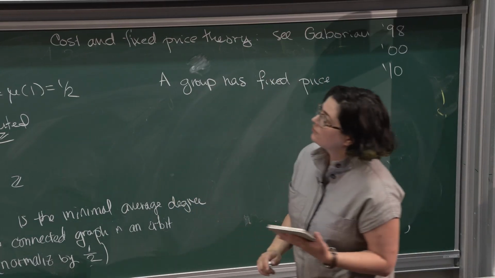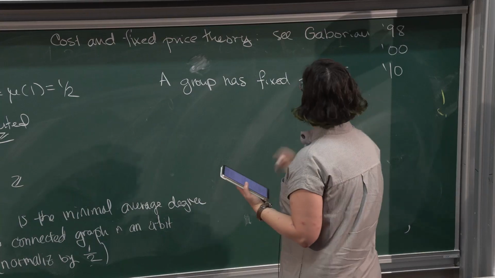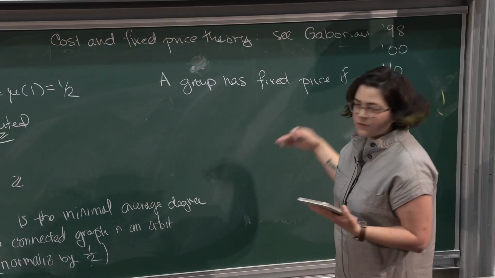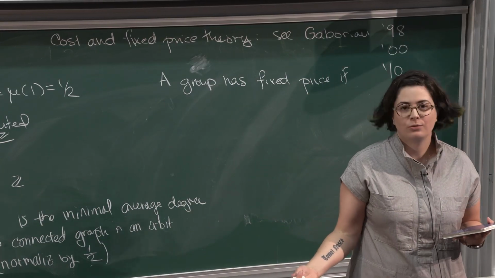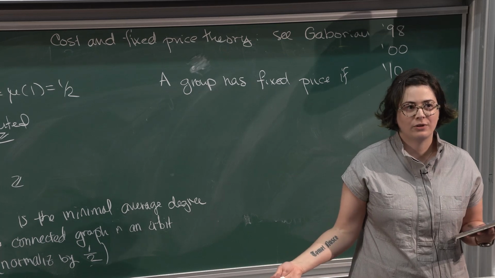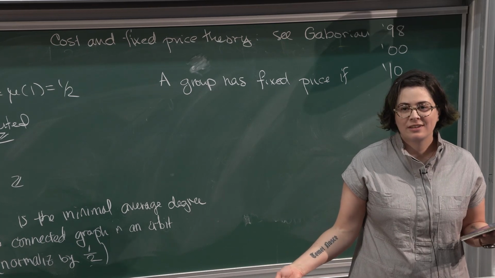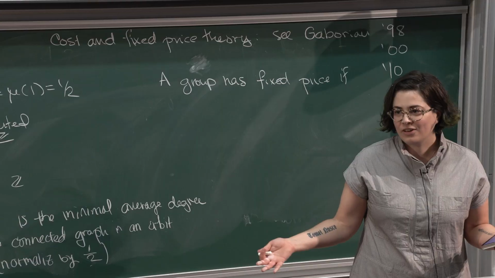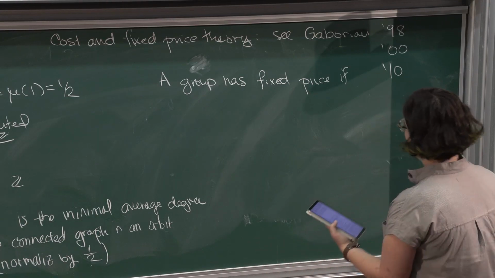So we say that a group has fixed price if, also this cost and fixed price is a pun due to Gaboriau. It's like you're shopping at the market for groups and you want to know if the cost is fixed or not.